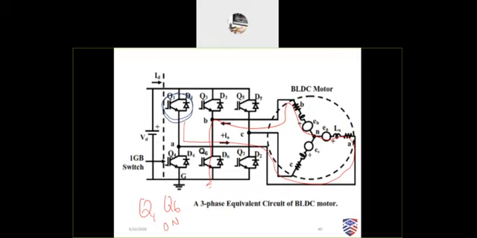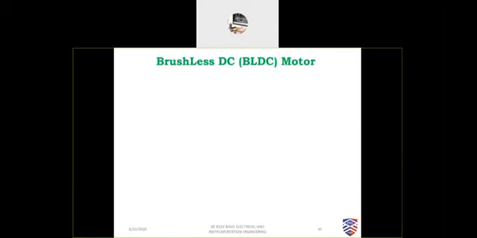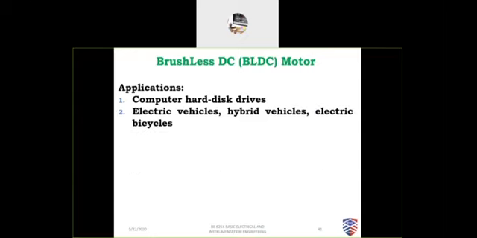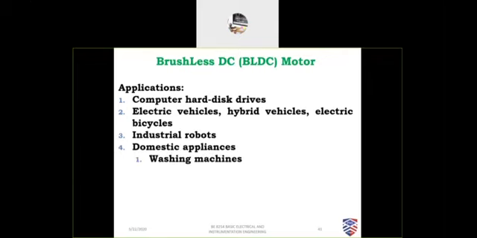I think we'll come to the end of the one. So applications are computer hard disk, electric vehicles, hybrid vehicles, electric bicycles, industrial robots, domestic appliances, washing machines, fans, dryers, compressors, pumps and blowers. Again available in the book.